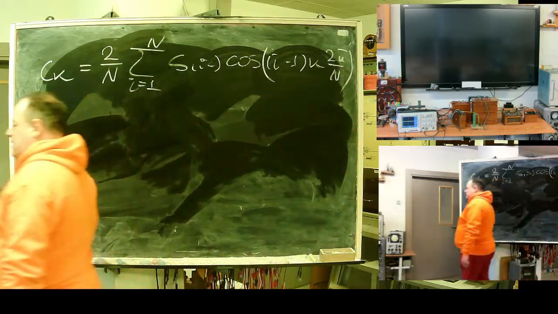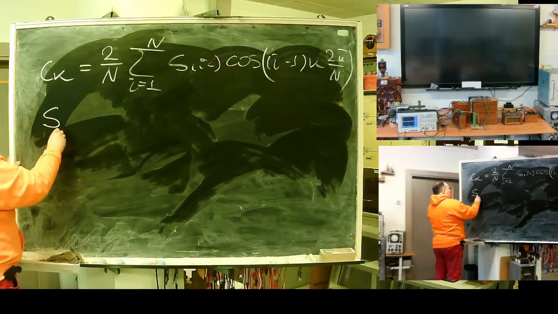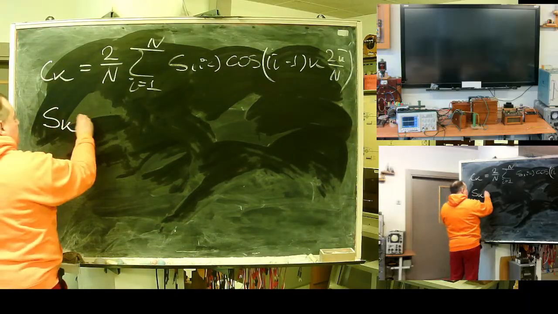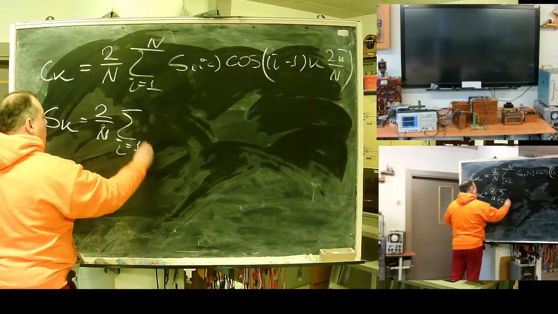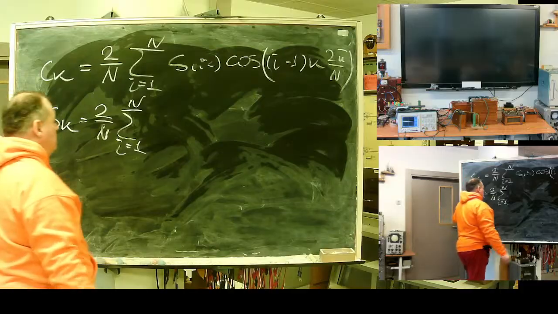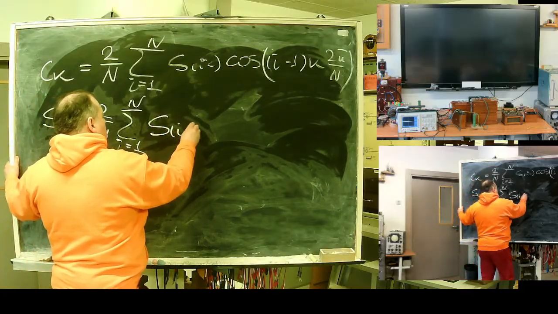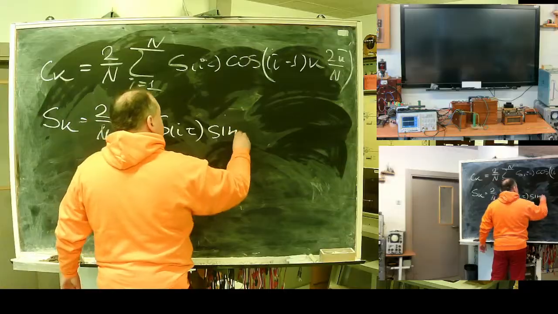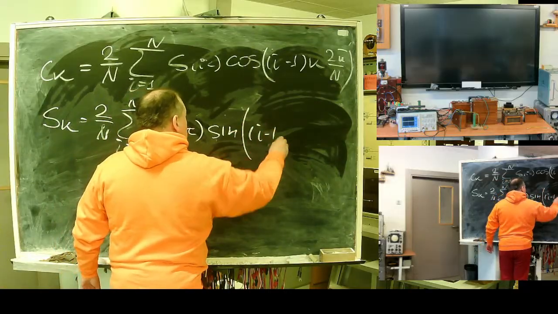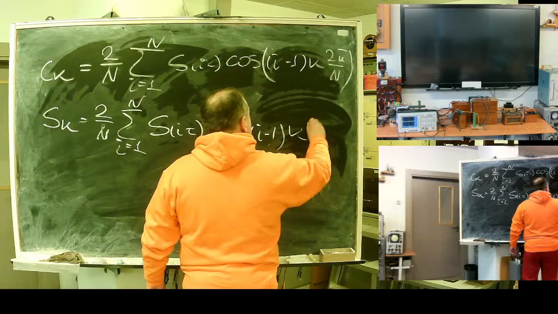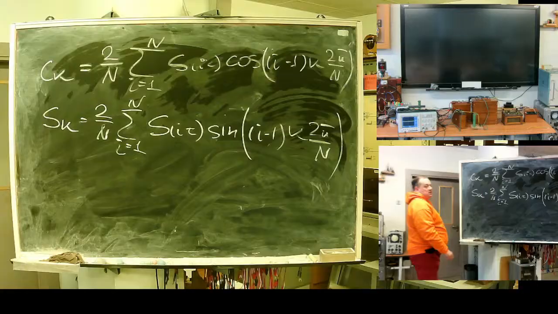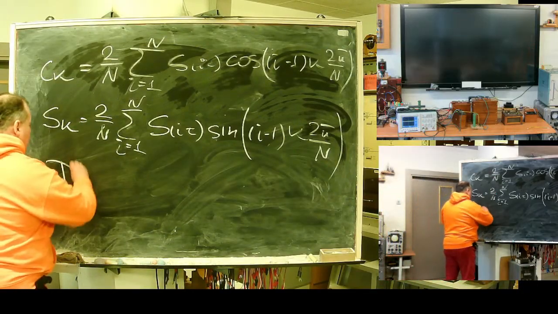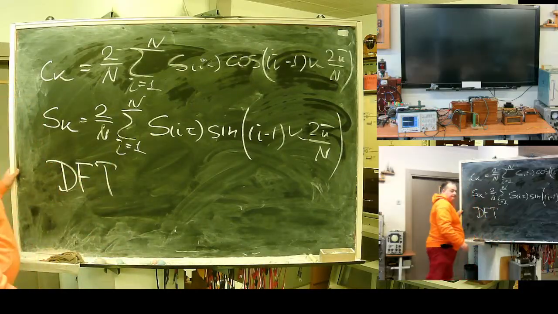Same way I can write, I need sine: sum where i starts from 1 to the number of points, of signal values multiplied by sine of (i minus 1) k 2 pi divided by the number of points. Here I got two very easy formulas for the discrete time Fourier transform.